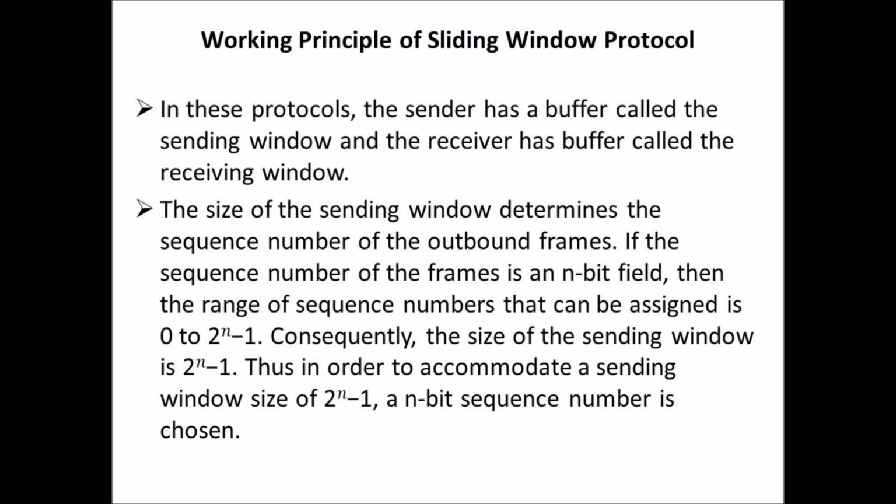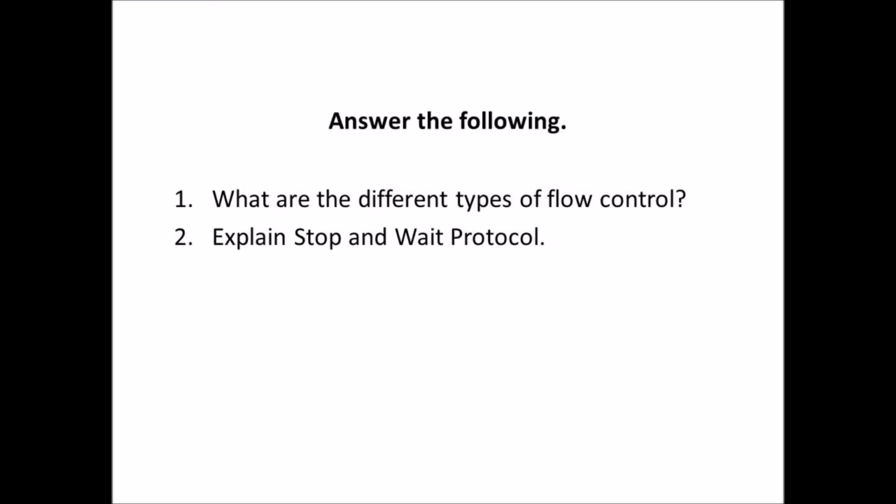If the sequence number of the frame is an n-bit field, then the range of sequence numbers that can be assigned is 0 to 2 raised to n minus 1. Consequently, the size of the sending window is 2 raised to n minus 1. Thus, in order to accommodate a sending window size of 2 raised to n minus 1, a n-bit sequence number is chosen. In this lecture, we have discussed flow control and types of flow control.